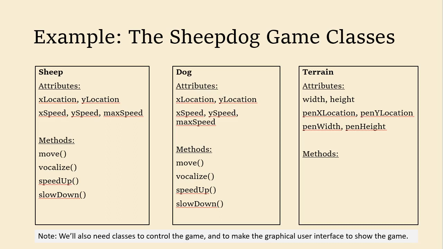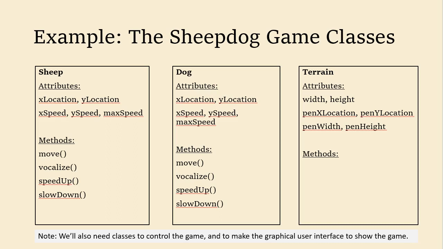When they vocalize, they're going to do that differently. When they speed up and slow down, they're going to do that differently. And then the terrain has some attributes. It's basically the width and height, where can you go inside the terrain. And then for the pen, where's the pen X location, Y location, those need to be defined, by the way. The width and height, that kind of thing.